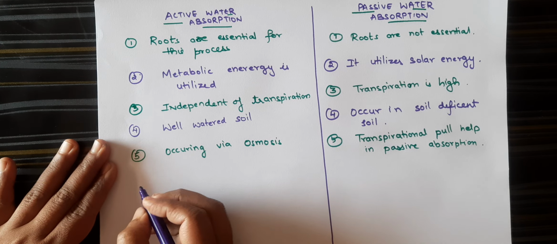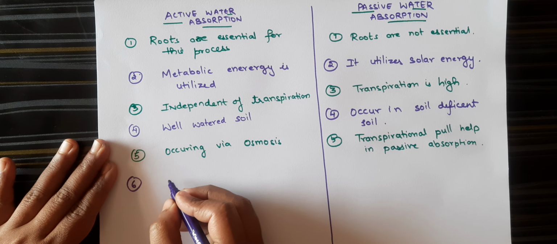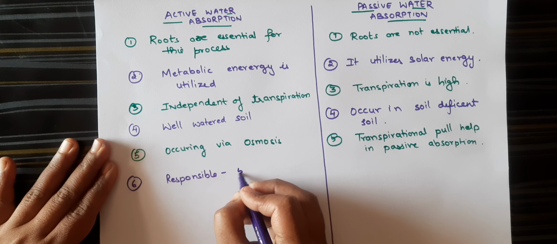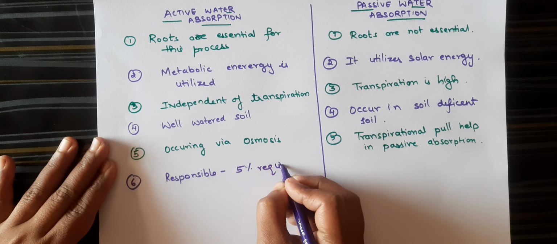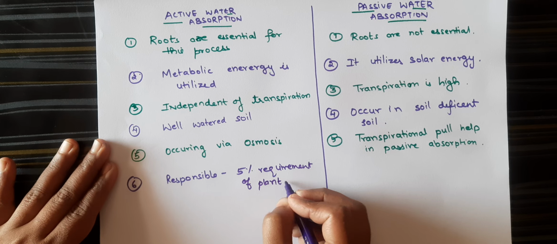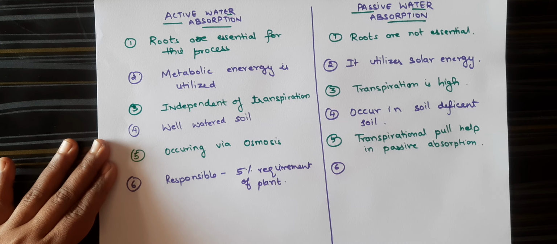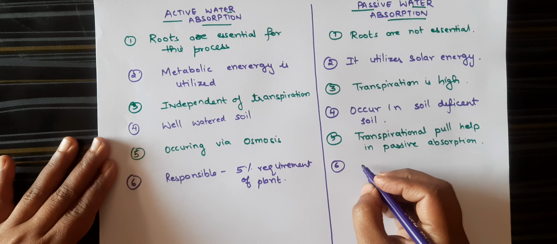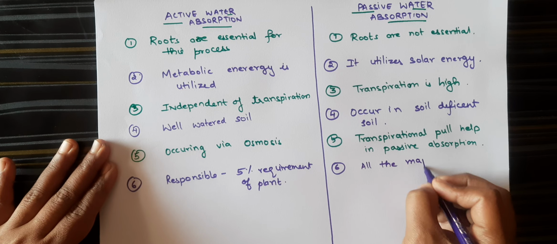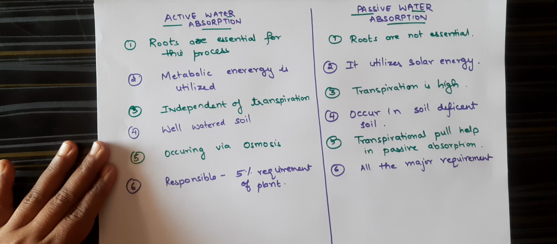The sixth difference is that active water absorption is responsible for 5% of the total requirements. Okay, so this process is responsible for 5% requirement of the plant. However, all the other water requirement is met by passive absorption. So all the major water requirement is fulfilled by the passive water absorption process.